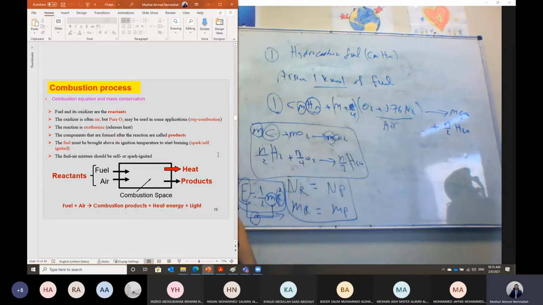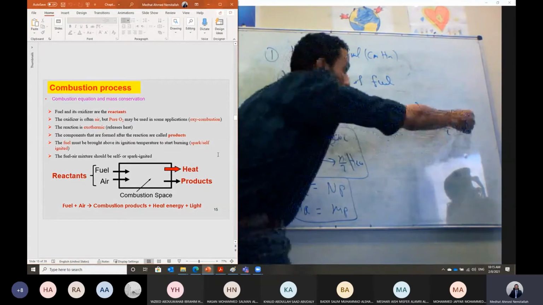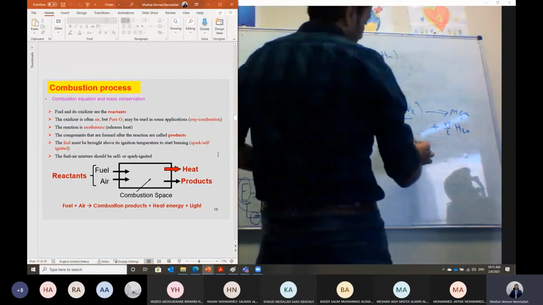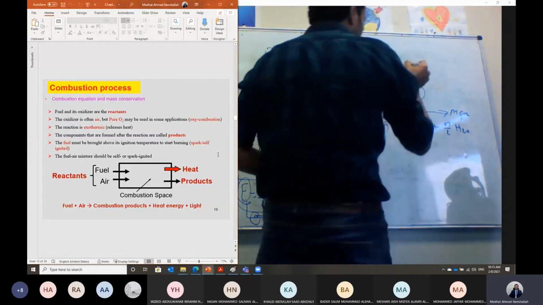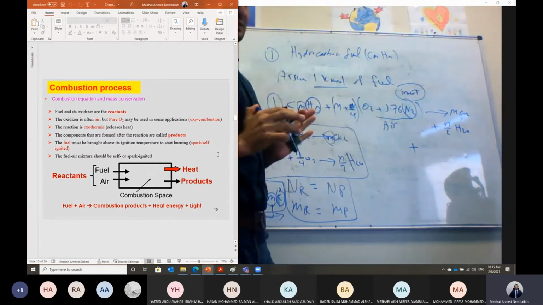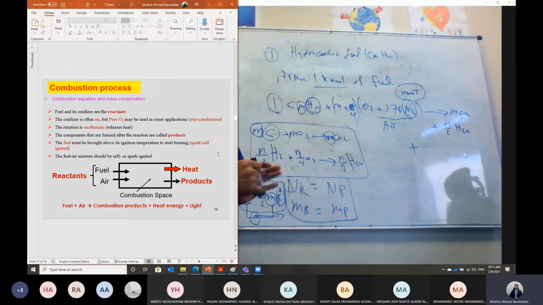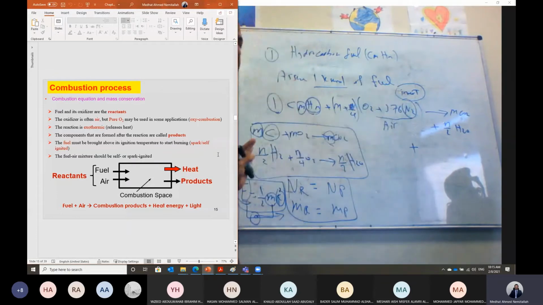Okay, so if we have fuel, CmHn, it will need m plus n over 4 O2 plus 3.76 N2, which is the oxidizer air, in order to give m CO2 plus n over 2 multiplied by H2O. In this case, N2 is dealt with as a fully inert gas. It does not react. So while writing down the combustion equation, we assume that N2 is an inert gas.